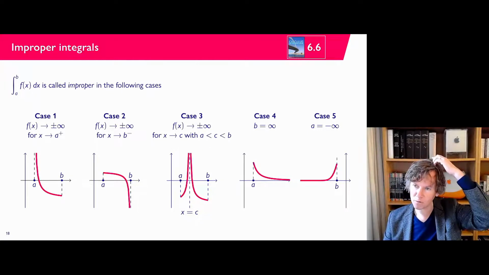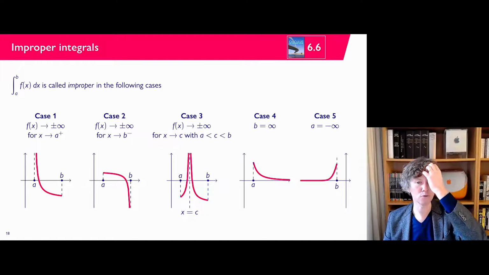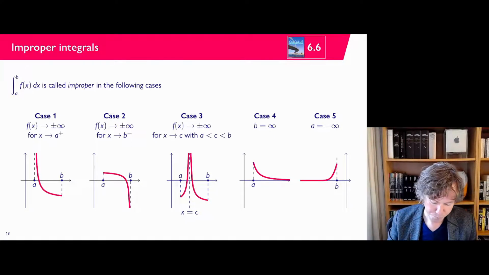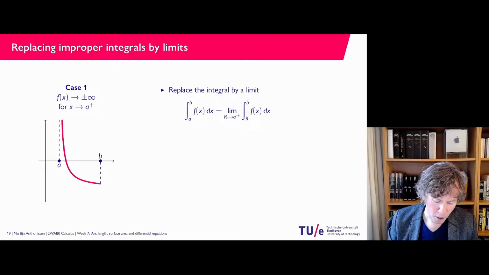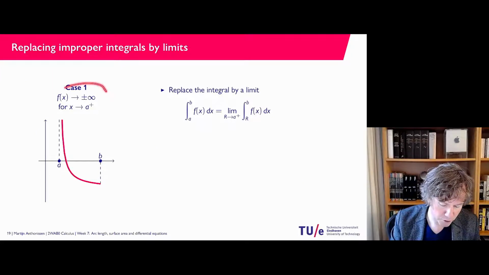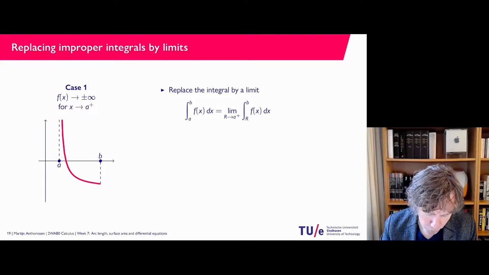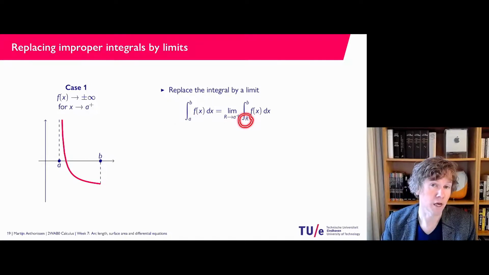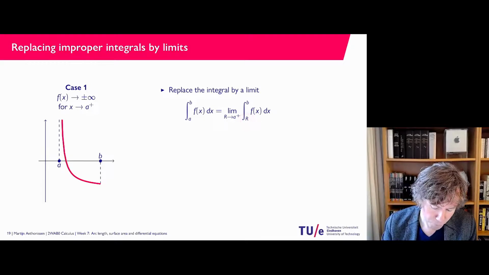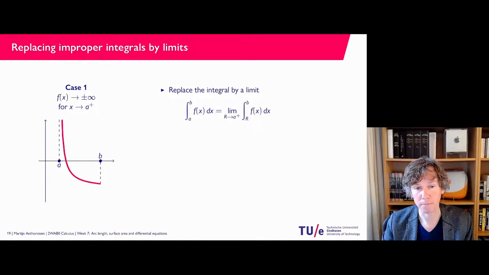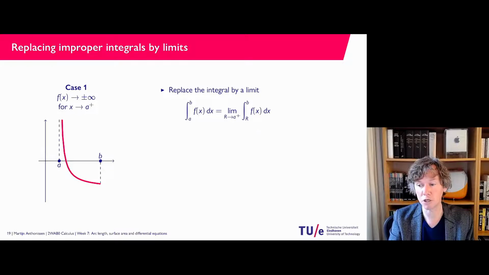And since strange things can happen, you should be a bit careful in how to deal with them. So what does that mean? It means the following. If your function does not exist at the left, then what you're going to do is replace this point a with a number capital R, and compute the limit of capital R going to a from the right. I'm going to give you an example in a second, but this is how you deal with them in a mathematically sound way.